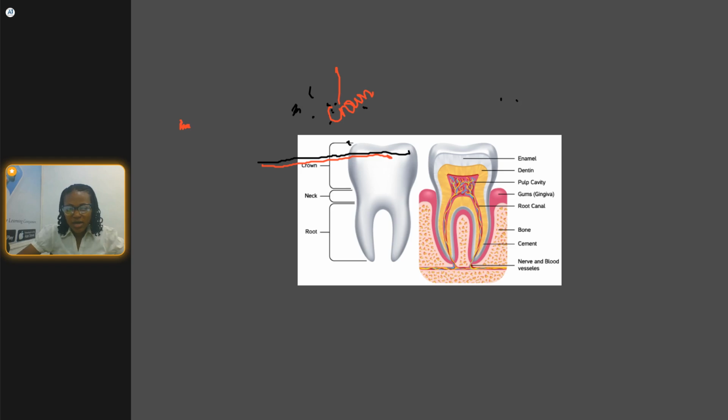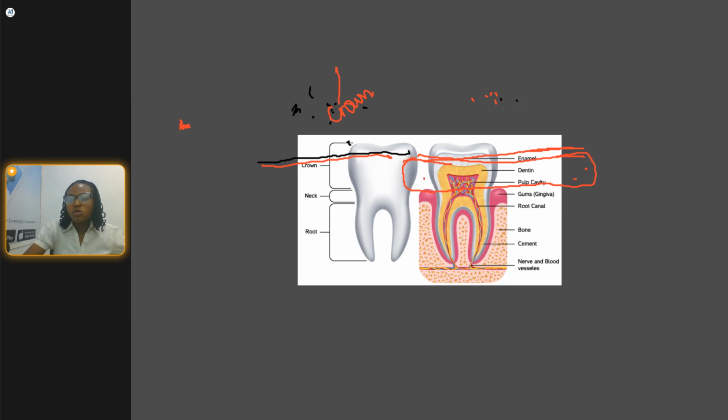Just as you can see on the bird, as I said earlier, this is your crown. This is what we see outside when you smile. Look at your gum here. This is the gum, so this region here is your neck. And the root is the one down. You cannot see that outside.